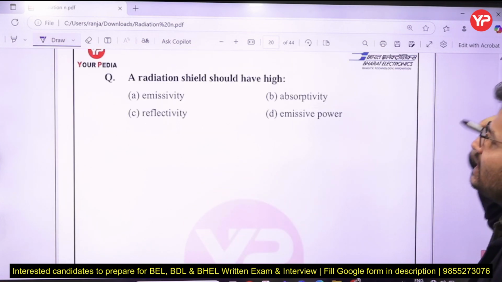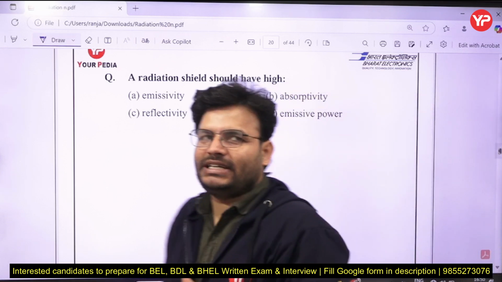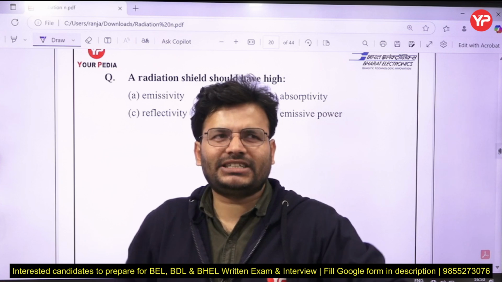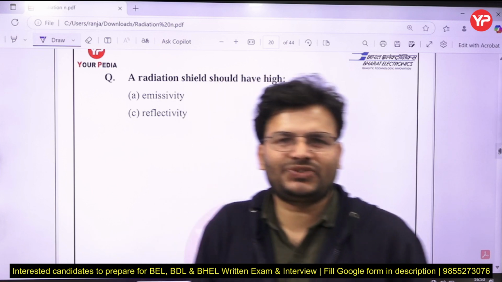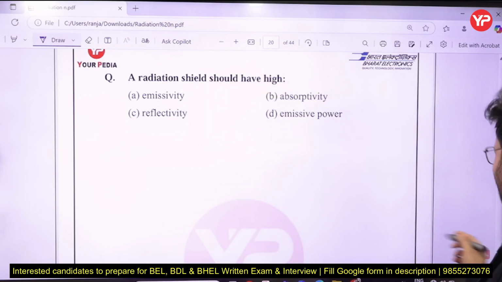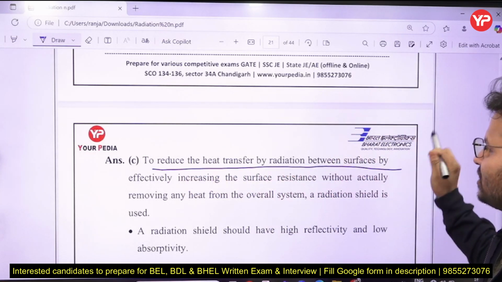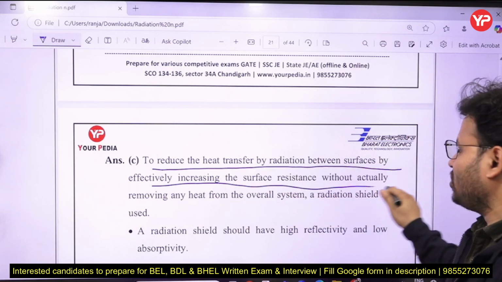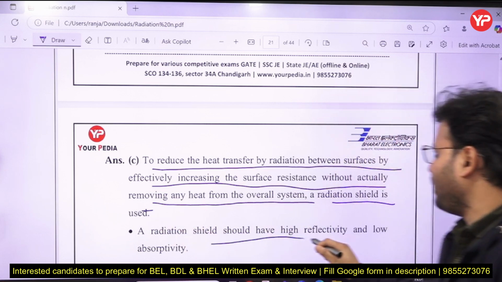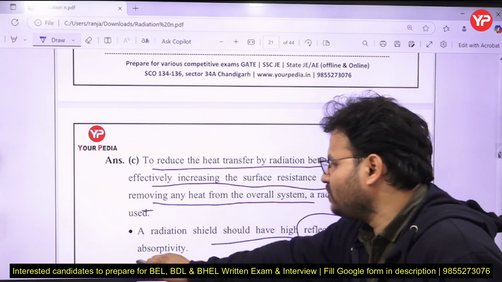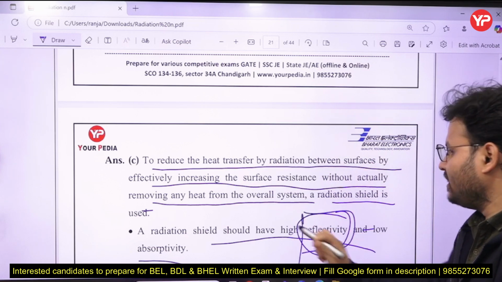Next question. A radiation shield should have high what? What is the radiation shield? If you have to reduce the radiation rate of heat transfer, then you are going to use a radiation shield. By using the radiation shield, radiation heat transfer decreases, right? It reduces the radiation heat transfer between the surfaces by effectively increasing the surface resistance without actually removing any heat from the overall system. A radiation shield has high reflectivity and low absorptivity. Try to keep in mind that is the property of the radiation shield.